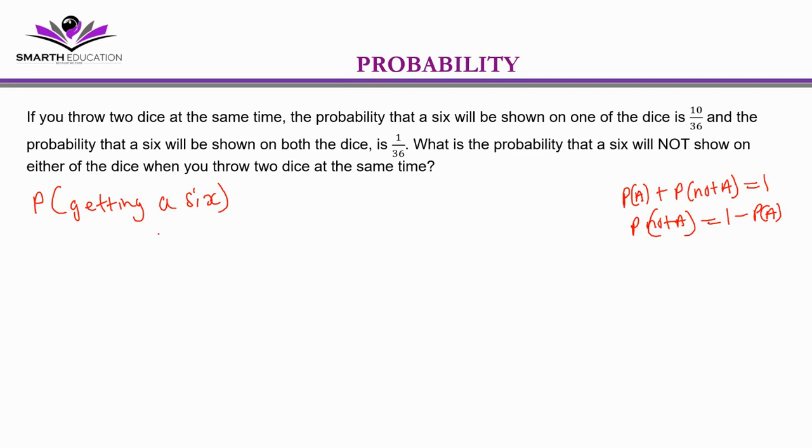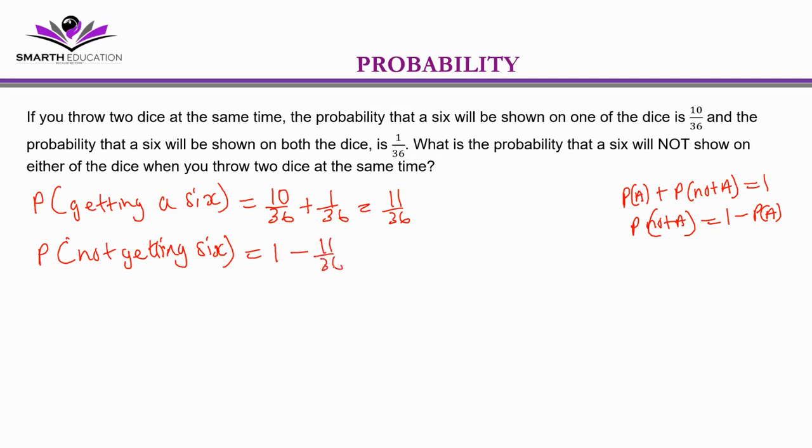Probability of getting 6 is equal to 10 over 36 plus 1 over 36, which is equal to 11 over 36. What is the probability of not getting 6? Probability of not getting 6 is equal to 1 minus 11 over 36. It's going to be 1 minus probability of getting 6, which is 11 over 36. And then this is 25 over 36.